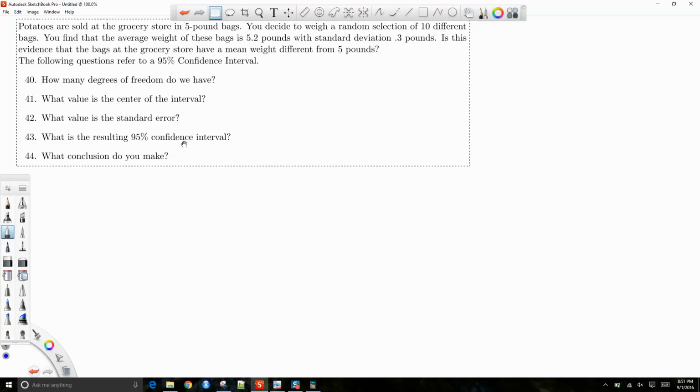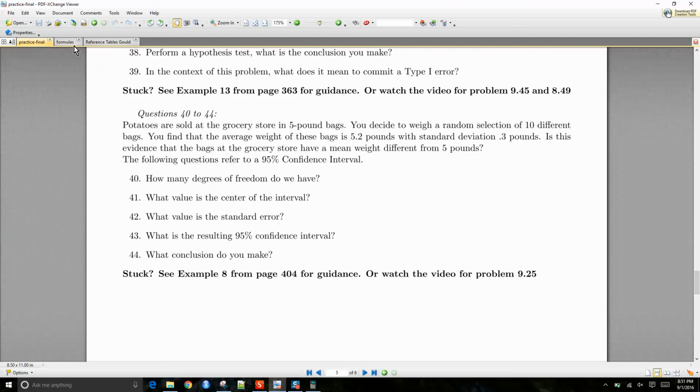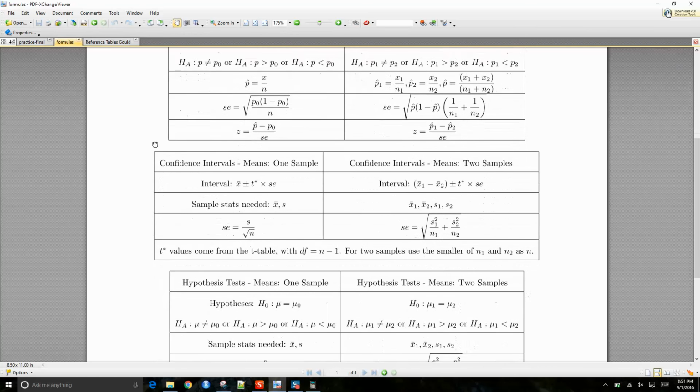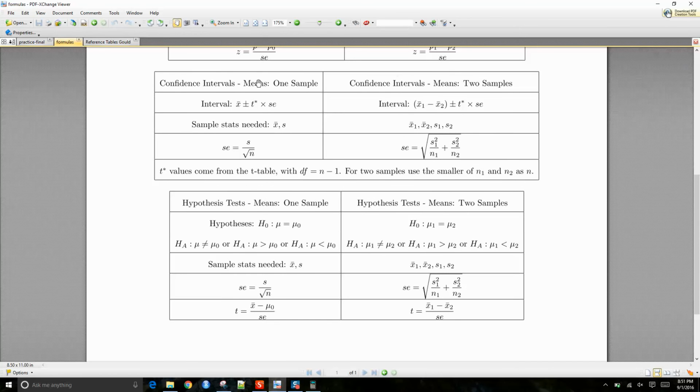All right, it says potatoes are sold at the grocery store in 5-pound bags. You decide to weigh a random selection of 10 different bags, and you find that the average weight of those bags is 5.2 pounds with a standard deviation of 0.3. Is this evidence that the grocery store has a mean weight different from 5 pounds? So we look at this, and we're dealing with a confidence interval. We're dealing with means because we're talking about the weight of potato bags, and we have one sample. This is confidence intervals, means, one sample.